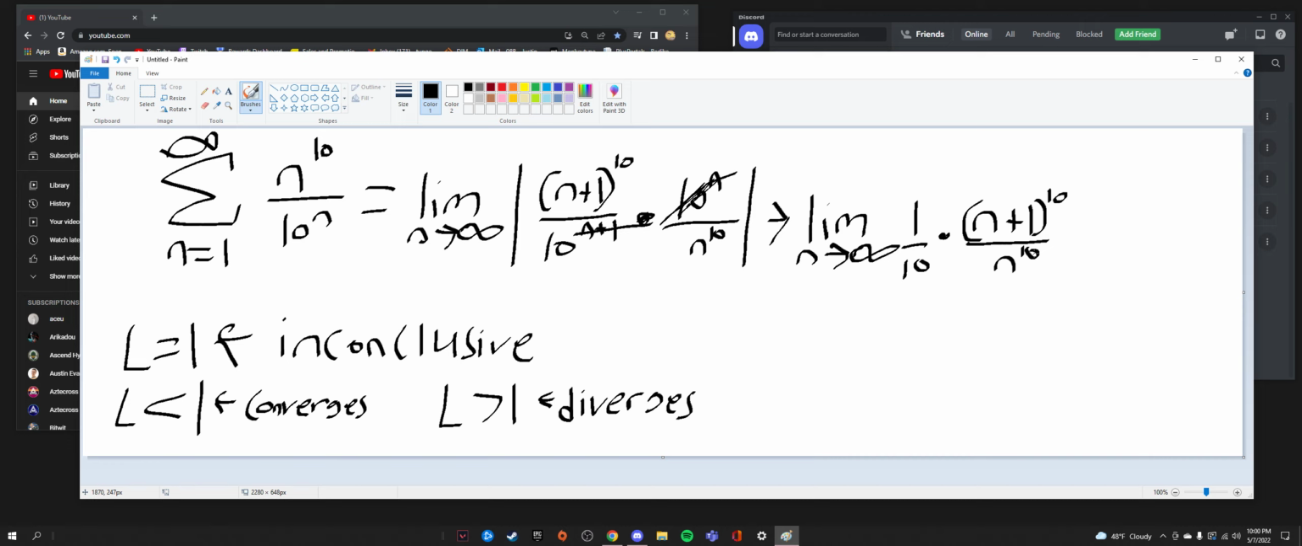And as I explained earlier, even though this might look a little scary and we have n plus 1 to the 10th, which is an incredibly annoying binomial to expand out, we know that the first term would just be n to the 10th, and higher degree polynomials take precedence, so the n's just cancel out, and also the 10. And what we're left with is just 1 times 1 over 10, which is just 1 over 10, which of course is in fact less than 1, so this converges via the ratio test.